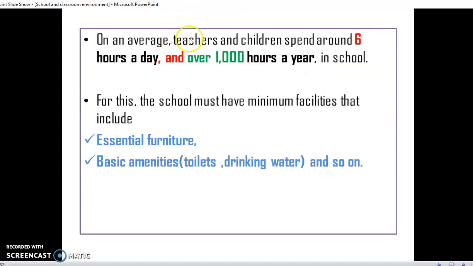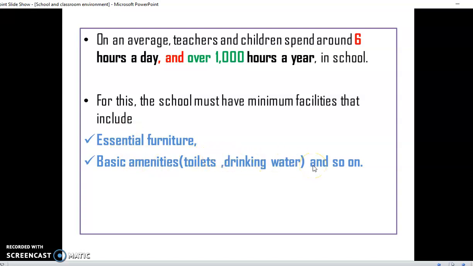Now, on an average, teachers and children spend around 6 hours a day and around 1,000 hours per year in a school. So it's a lot of time. So when you are spending most of the time of your day in the school, which is also considered as your second home, it is important that whatever basic things that are required, not only by the students but also by the teachers, should be provided to them. And for this, the school must have minimum facilities that include essential furniture and basic amenities like toilets, drinking water, and so on.